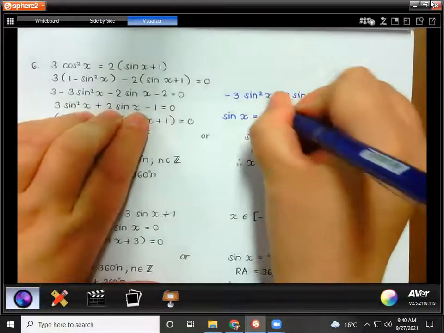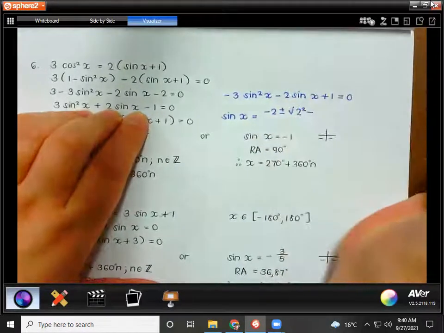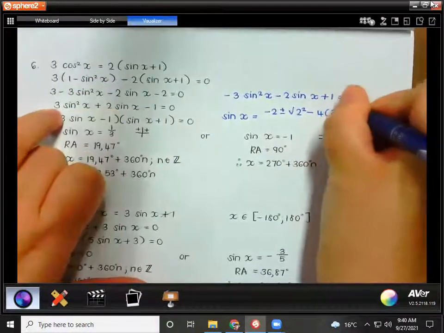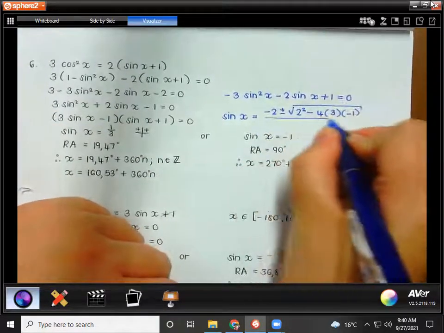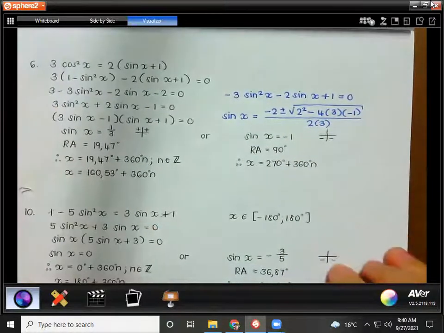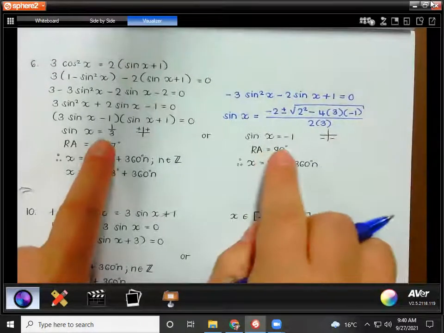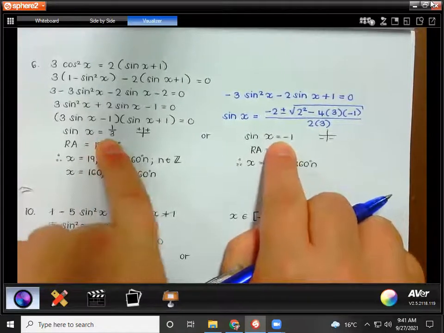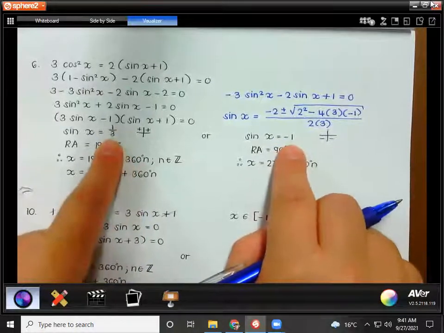Okay, so you would have -2 plus or minus the square root of b squared, so 2 squared, minus 4a, which is 3, times c, which is -1, all over 2a, so that is 2 times 3. Okay, perfect. Remember, you have to show that step, please. Then you'll get your 2 sine x values, right? So sine x is a third and sine x is -1.